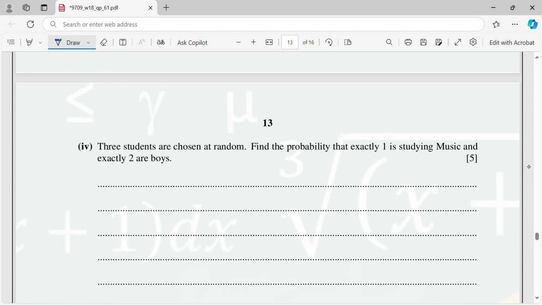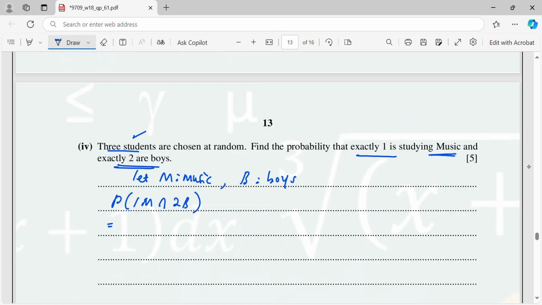Okay, now last part, or part 4. 3 students are chosen at random. Find the probability that exactly 1 is studying music and exactly 2 are boys. Okay, so now 1 music. Let M be music and B be boys. So I will get 1M and 2B. Which means now here I will say 3 students.